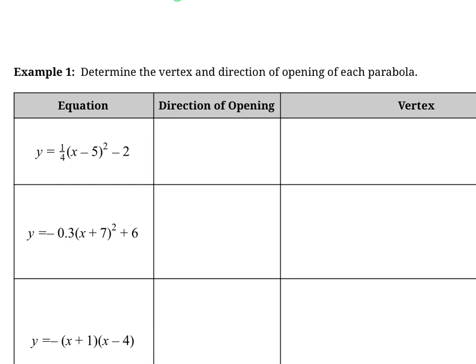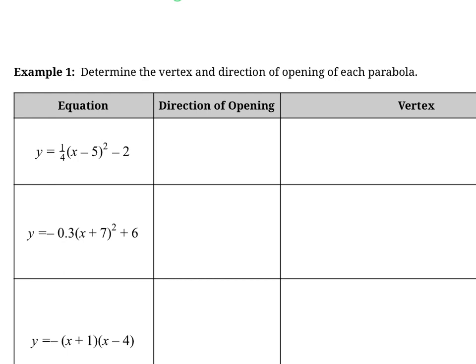So let's try an actual example where we're going to take a look at equations that are in the vertex format, and we're going to pick out those pieces of information. So we need to identify the direction of opening and identify the vertex for each of these equations. The first equation that we have here is y equals 1 over 4 multiplied by (x minus 5) squared minus 2. So the first thing we need to identify is the direction of opening.